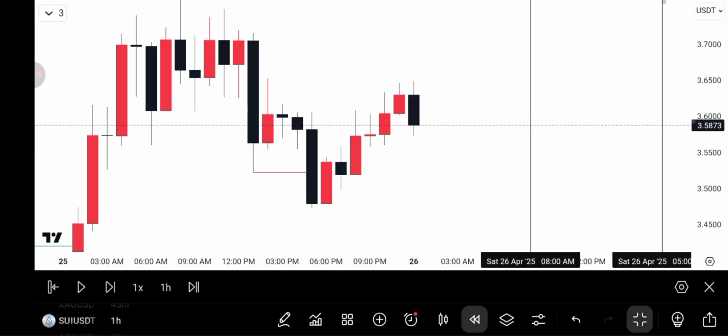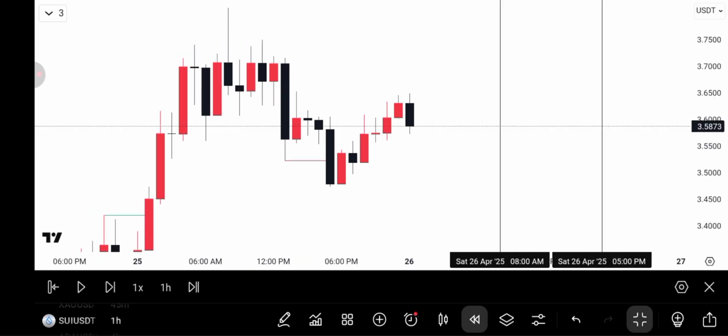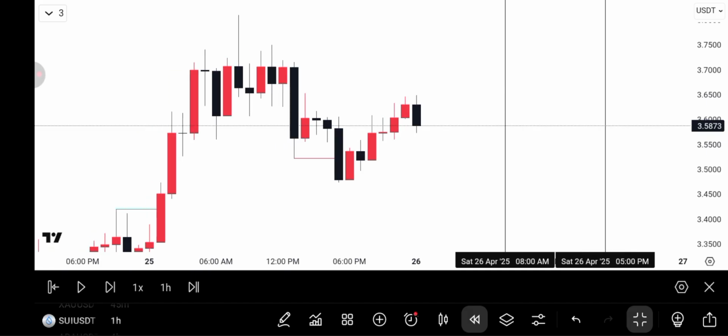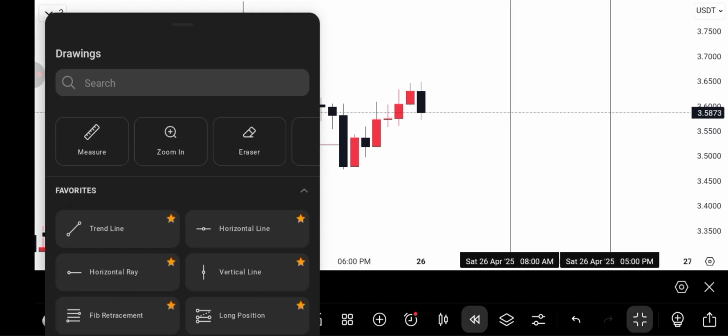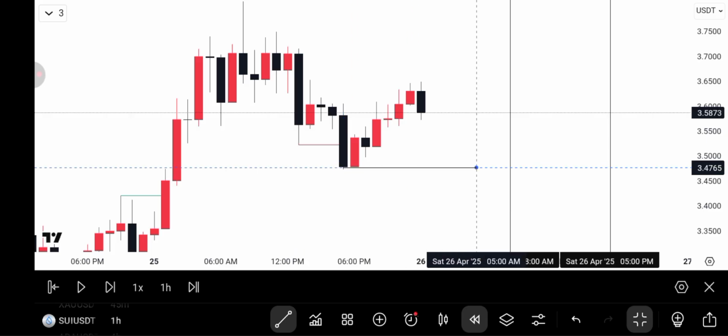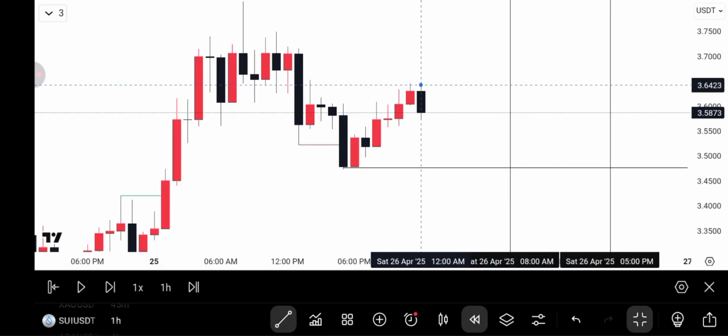remember, if you don't know where liquidity is in the market, nine out of ten times you're going to turn out to be the liquidity. So let's mark out our liquidity point. Liquidity is located at every low and every high. So let's mark out our liquidity. This place.